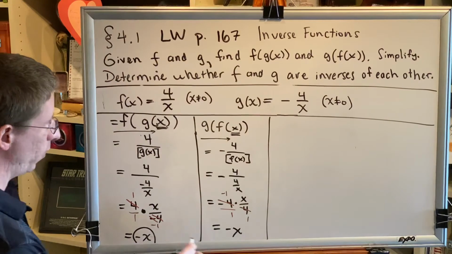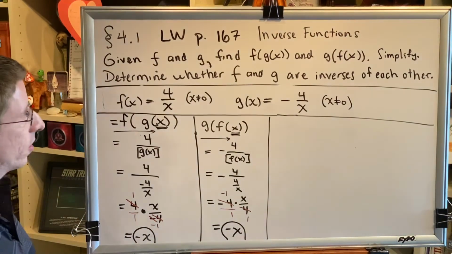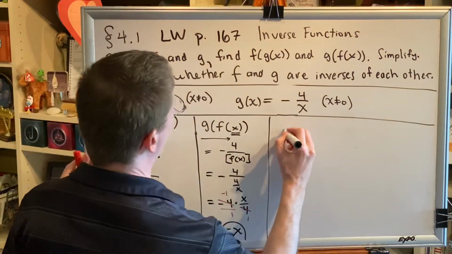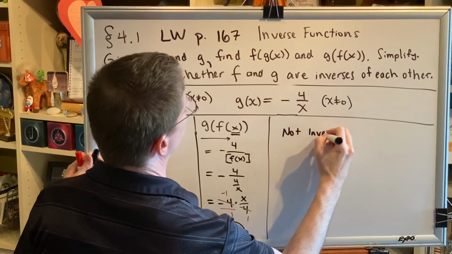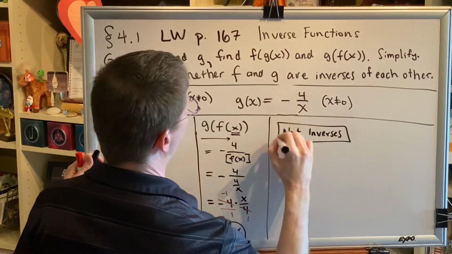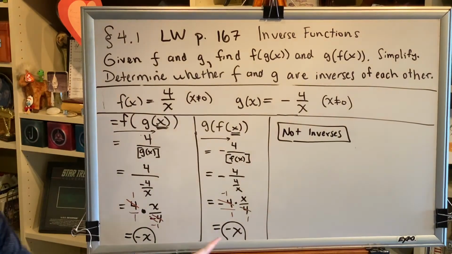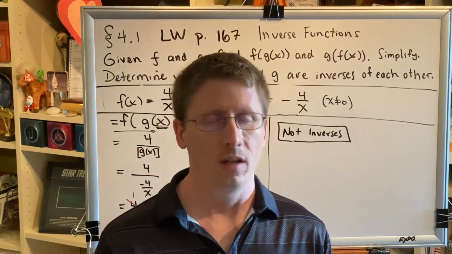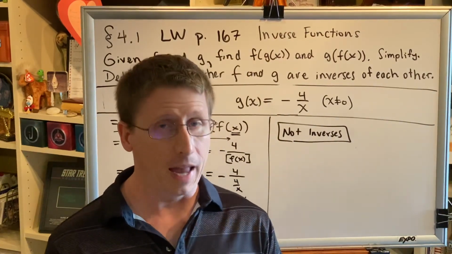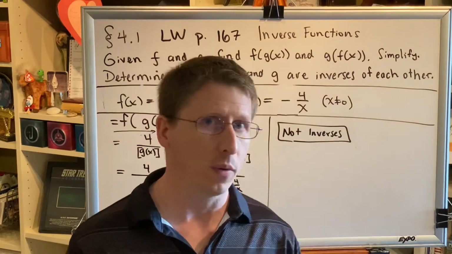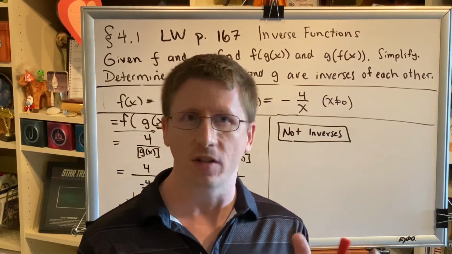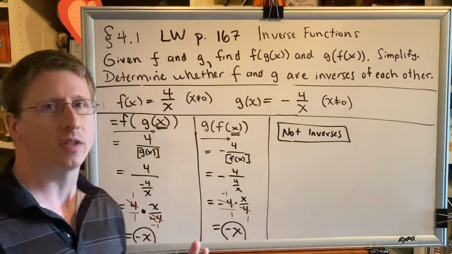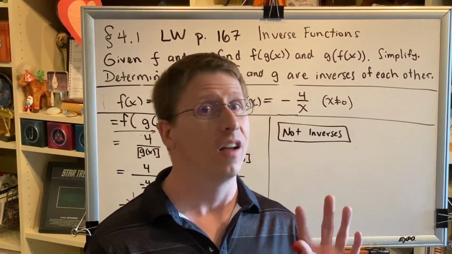All right, so the answer to the first problem was negative x. The answer to the second problem was negative x. The only thing left to decide, are they inverses of each other? The answer is no, they are not inverses. In order for two functions to be inverses, the result we need to get in both of these calculations is x. If f of g of x equals x, and g of f of x also equals x, then the two functions f and g are inverses of each other. If either one of these shows up to be not x, then they are not inverses.